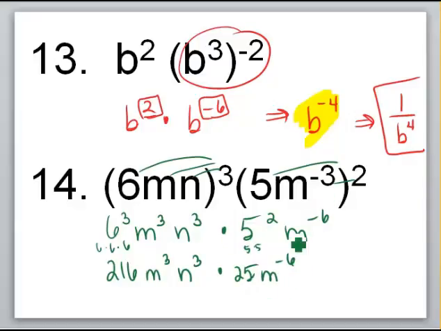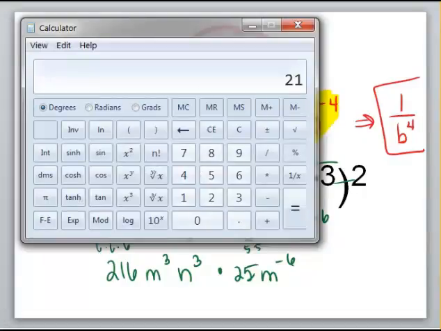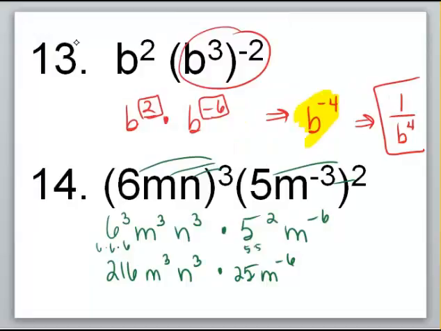I need to multiply 216 times 25. I'll just do that quickly on a calculator. So I've got 216 times 25 gives me 48,600. M to the 3 plus negative 6 is negative 3.